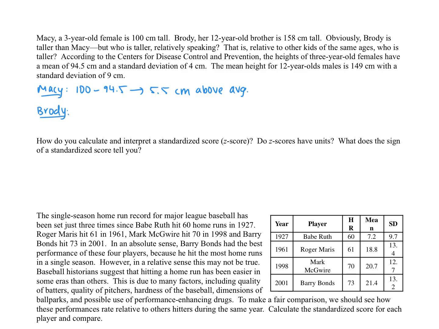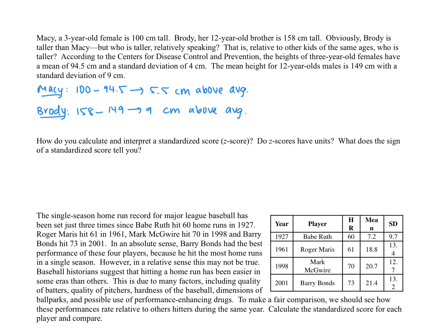Likewise, for Brody, if we take his 158 and subtract the average of 149, we know that he is 9 centimeters above the average. So looking at those two, we might initially say, well, Brody is taller, right? He's 9 centimeters above average. His sister is only 5.5 centimeters above average.